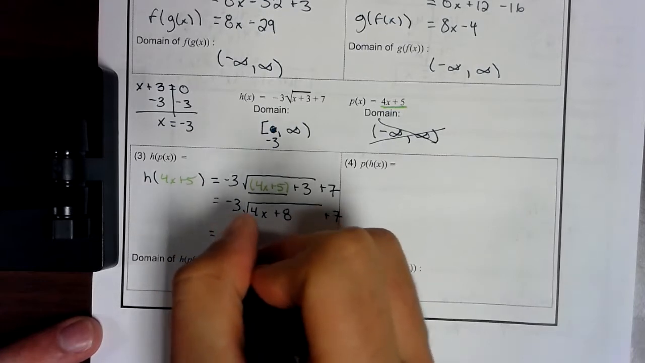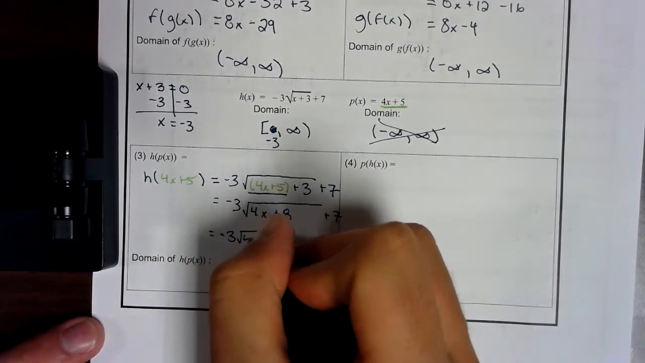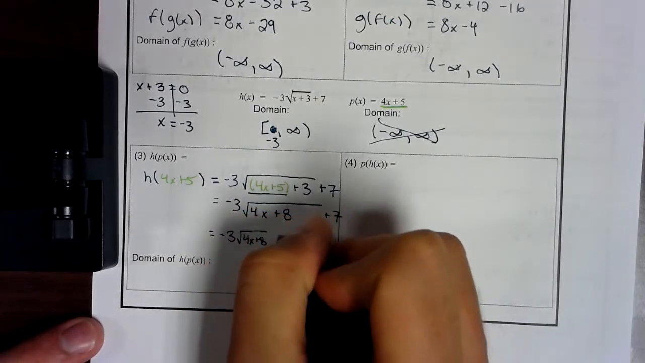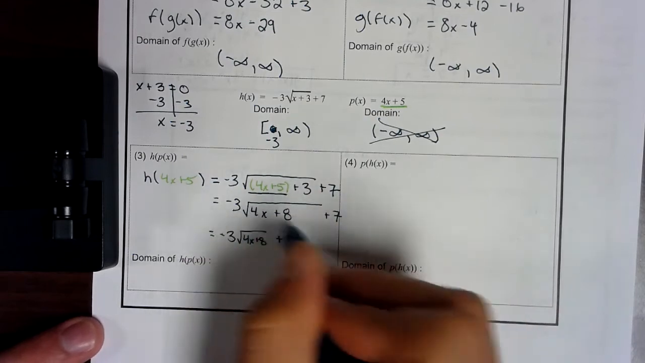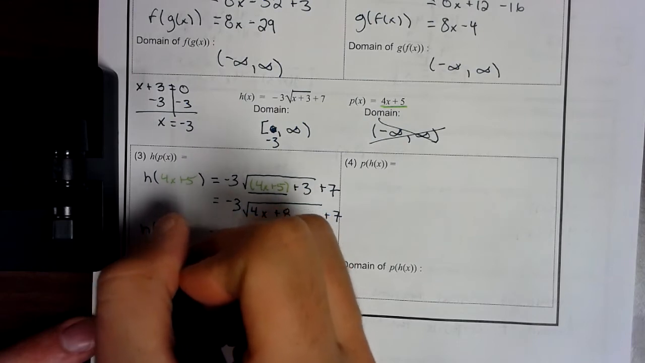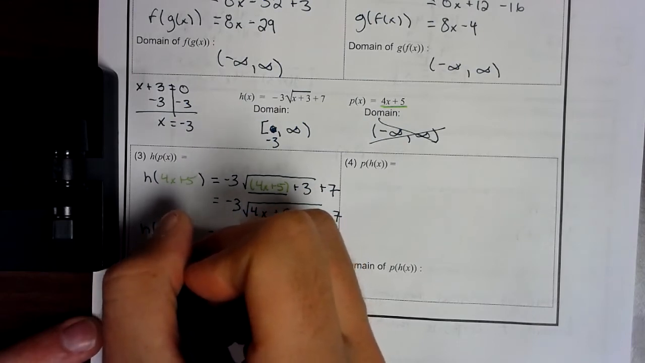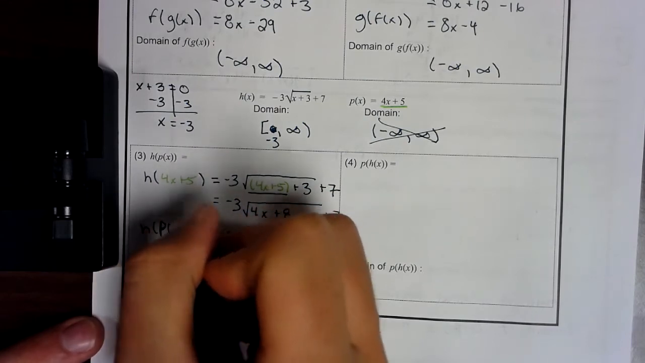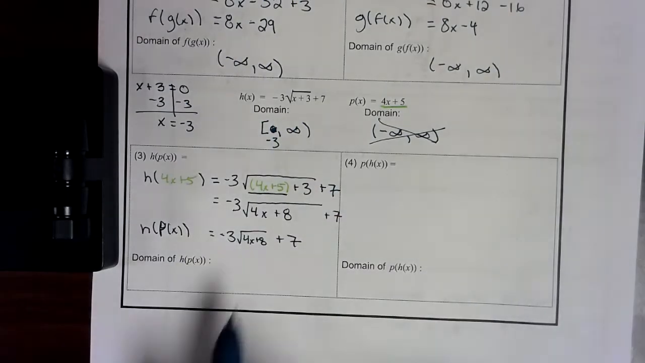So let me just clean that up because I made that a little bit big. 4x plus 8, and then plus 7. So no difference between these two lines. I just wrote a little too large. And so our composite function of h of p of x is equal to this new square root function.